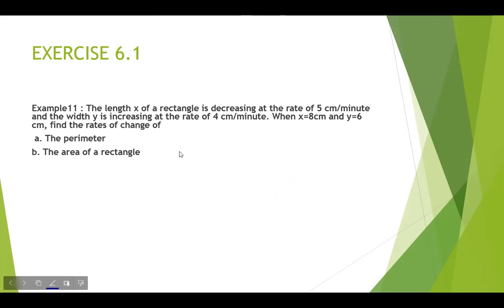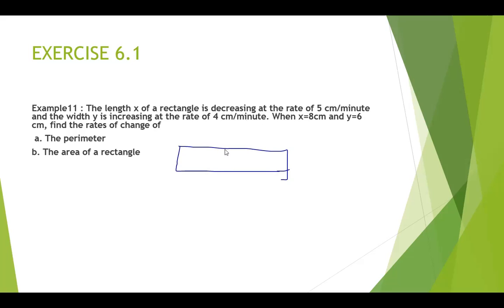Now, last example. The length x of a rectangle is decreasing at the rate of 5 centimeters per minute and the width is increasing at the rate of 4 centimeters per minute. Here you can do it as an experiment.